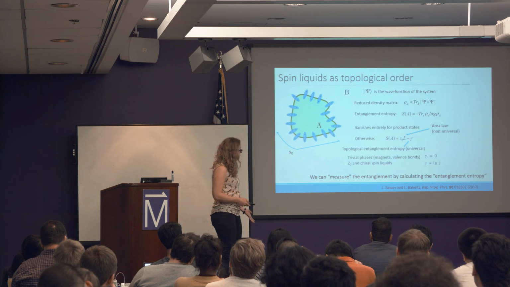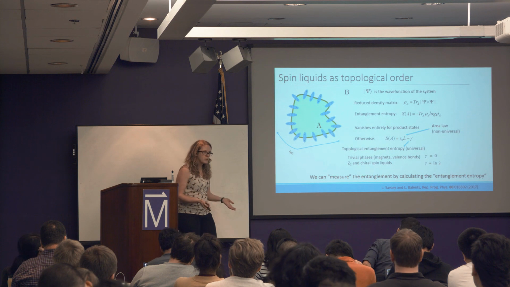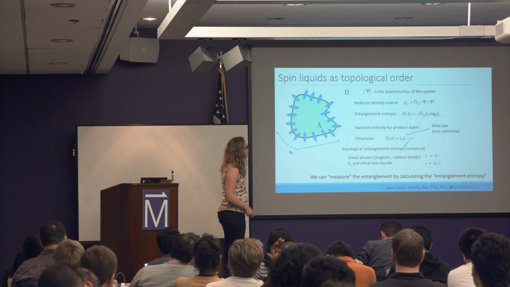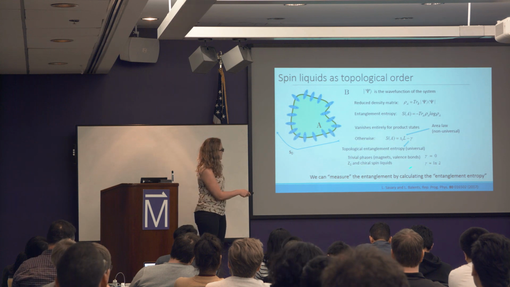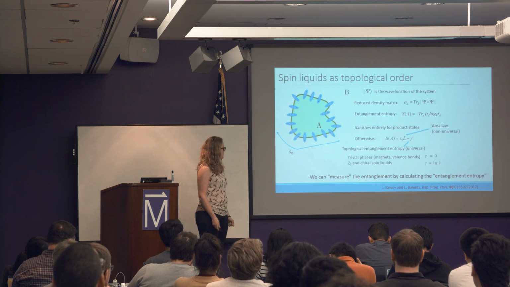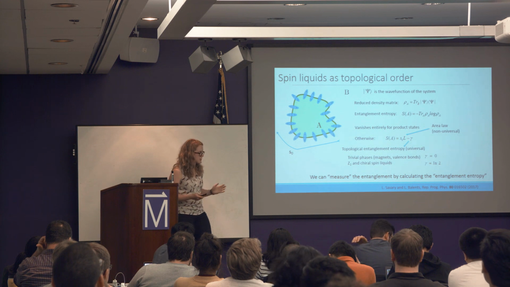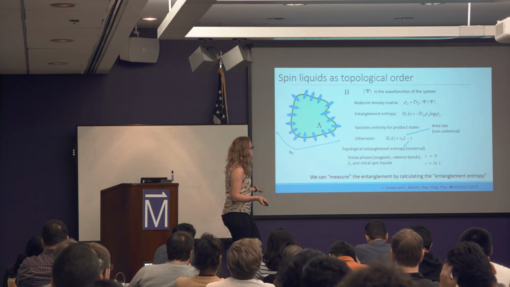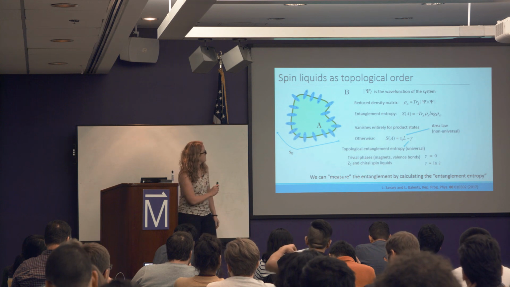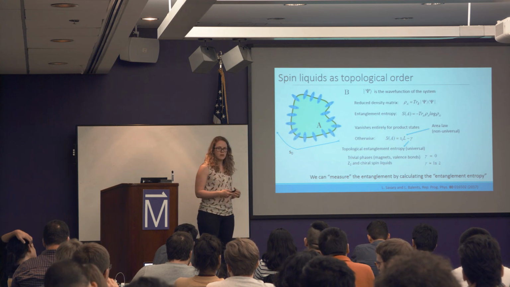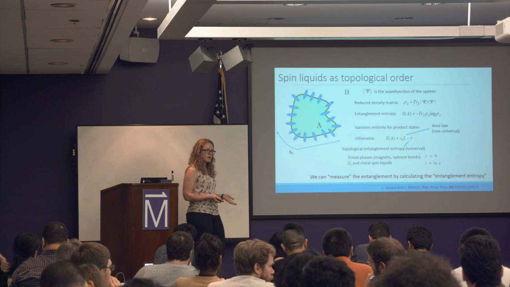And so for trivial phases like magnets or valence bond solids, this is 0. For spin liquids, this is non-zero generically. And it's quantized, and so for 2 particular kinds of spin liquids that we'll talk about later, this takes the value of log 2. Okay, and this is something that we can really concretely access in some kind of numerical simulations.